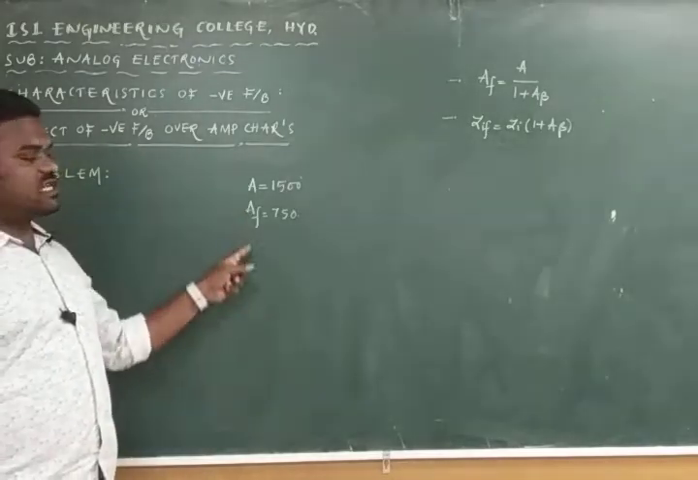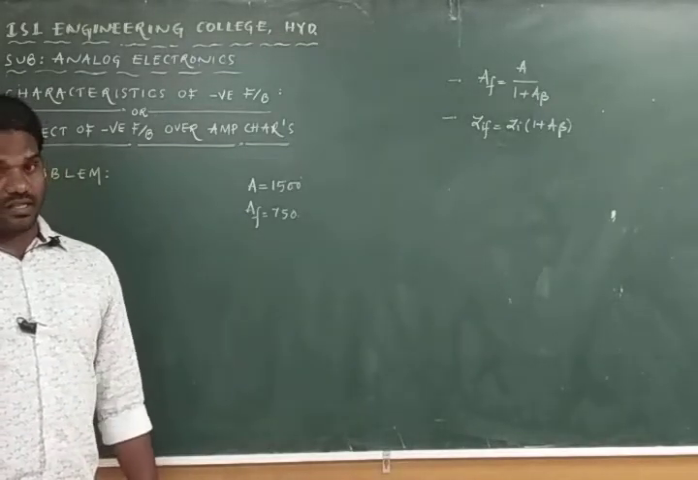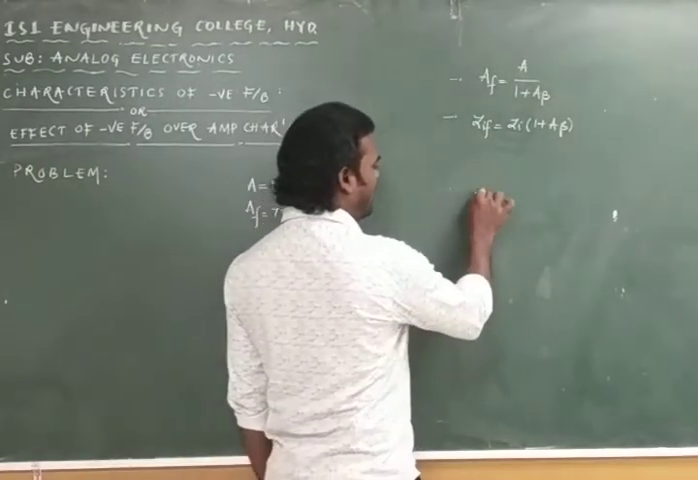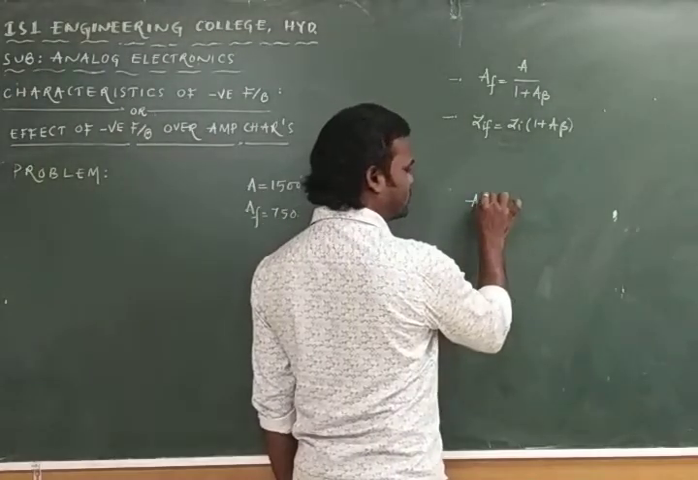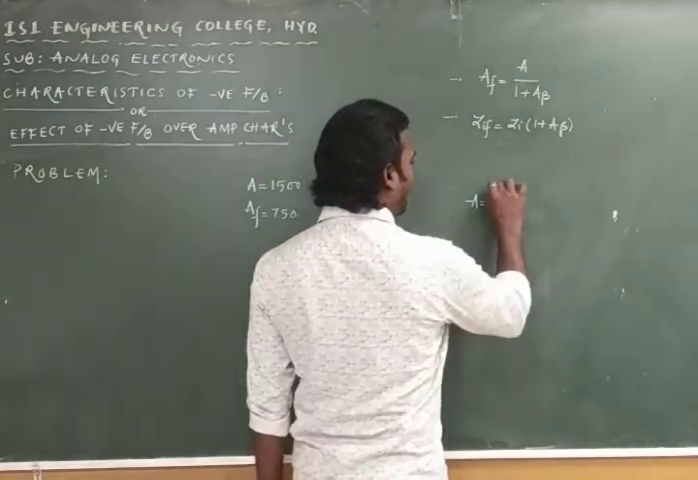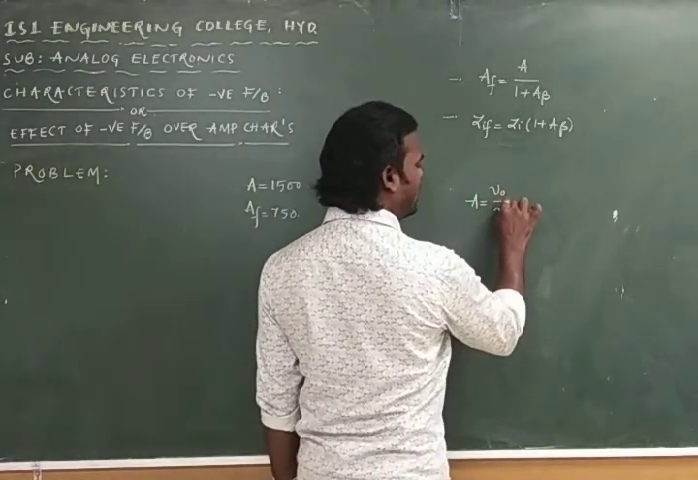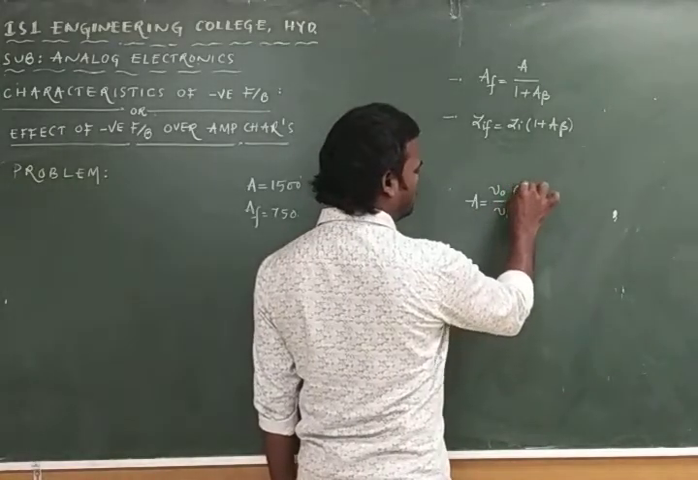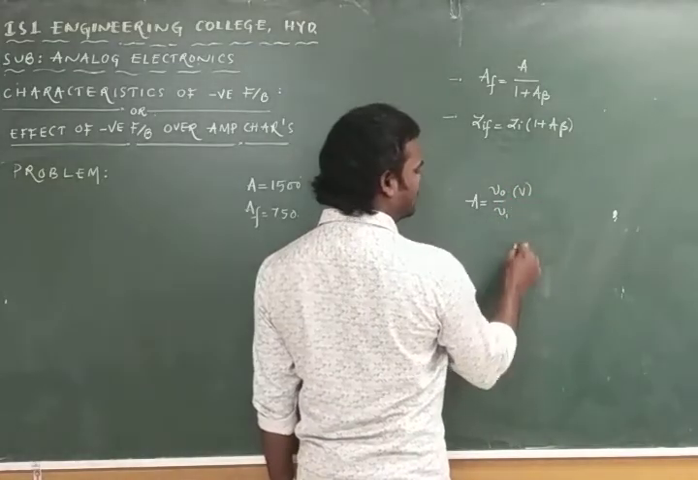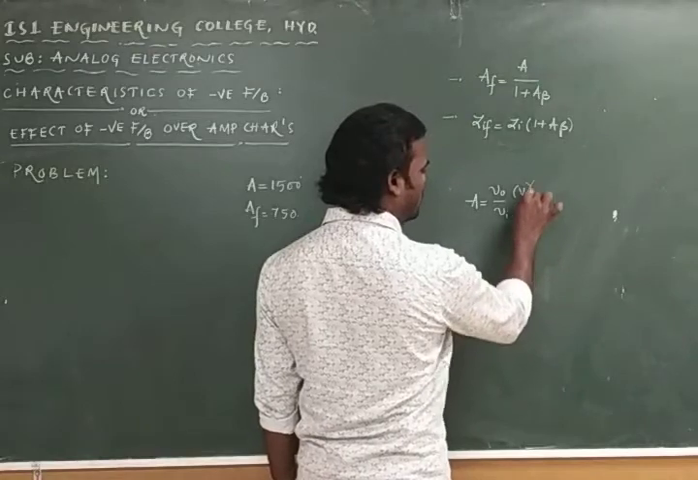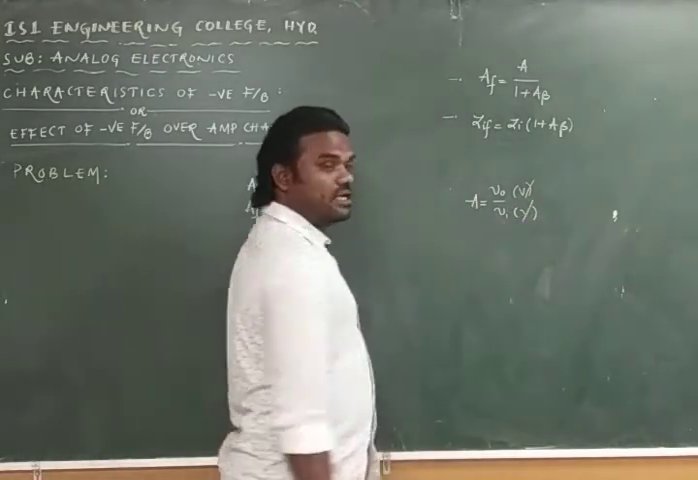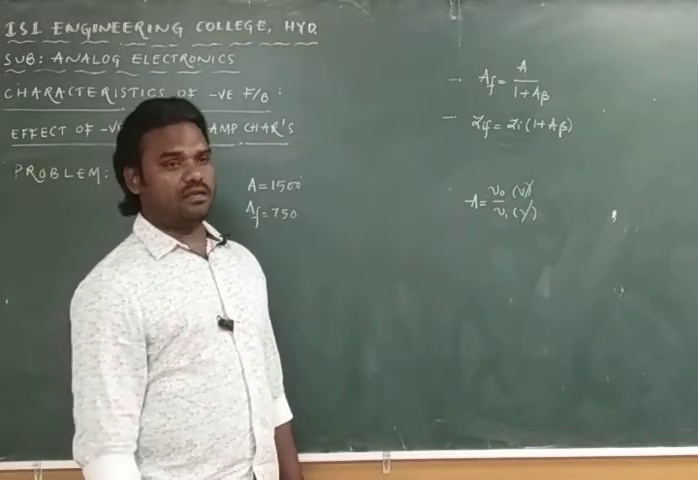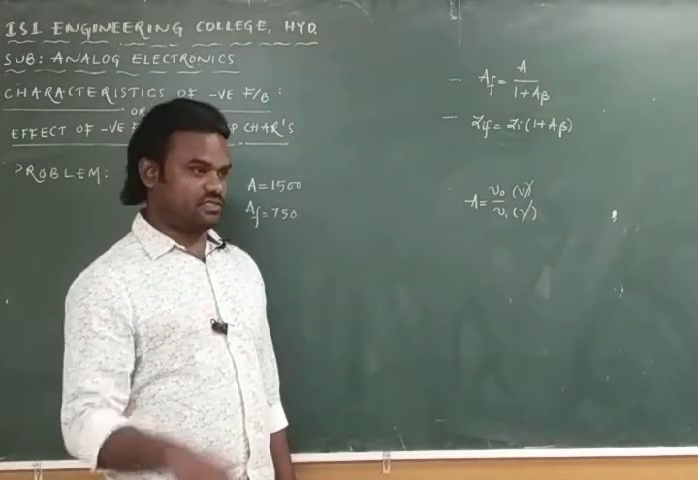You should note that gain does not have any units. From the definition, gain A is nothing but output voltage by input voltage. Output is in volts, input is also in volts, so the volts get cancelled, and it remains without units. For any gain, we can't find the units.